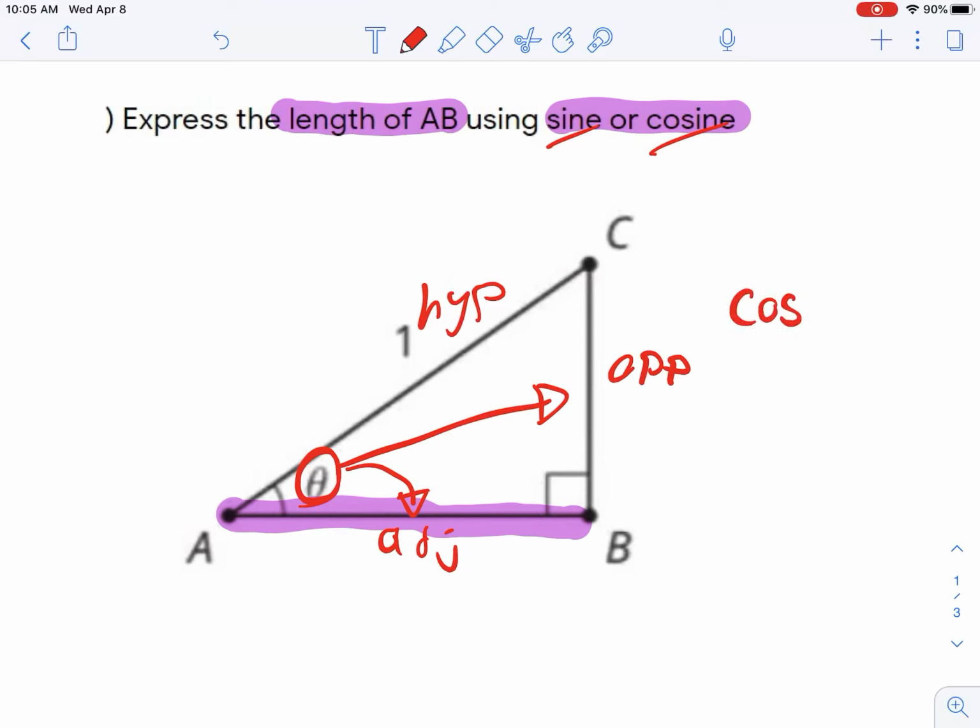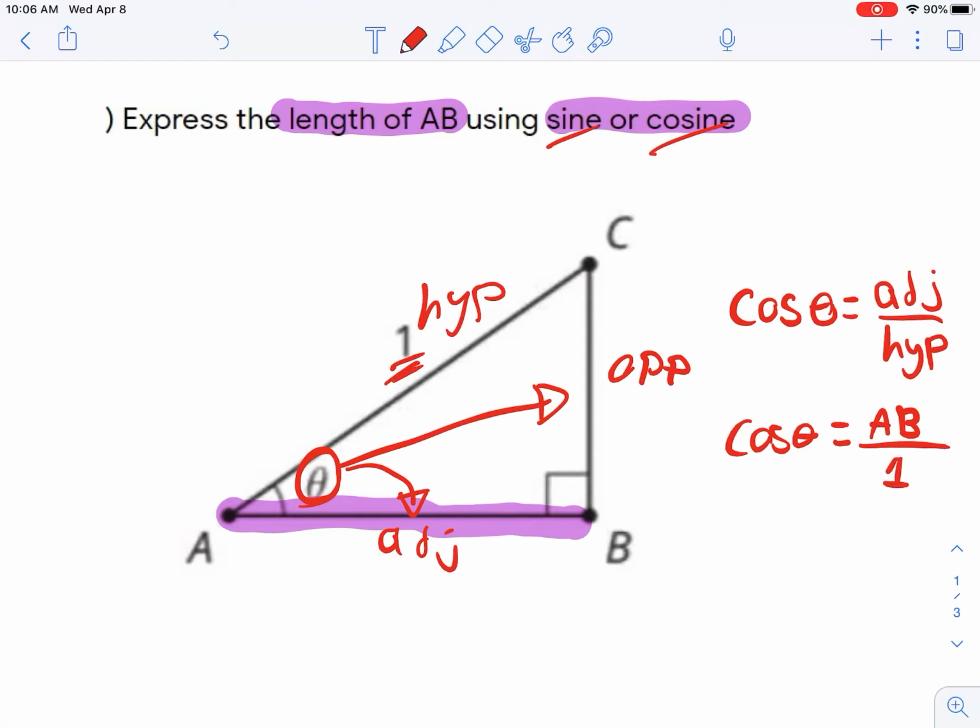So cosine of theta is equal to adjacent over hypotenuse. And with this, what we're going to have to do is just plug in what we know. So we know cosine of theta, our adjacent, is AB, which is the weird part for you guys because we haven't done this for, 5 weeks? And then our hypotenuse is going to be 1. So AB divided by 1 is AB.